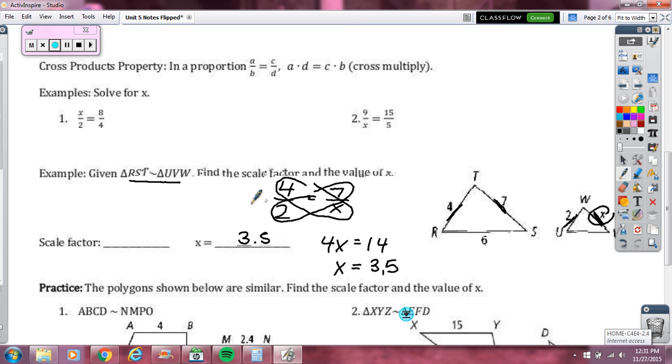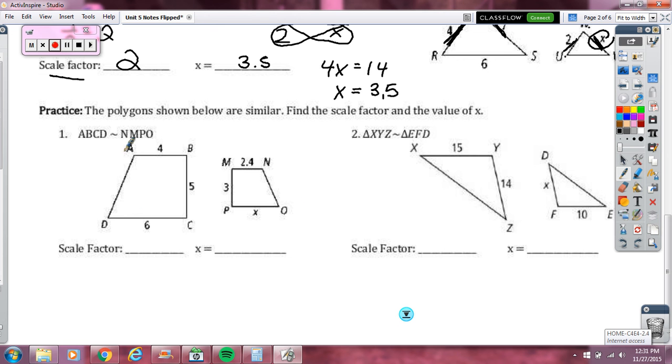The scale factor, on the other hand, the other thing they're asking for, is just asking for the number or the relationship between the sides. So like we know that one side is 4, side RT. So when I look at side UW, I'm going to divide out that fraction, see what I get. That'll be my scale factor.